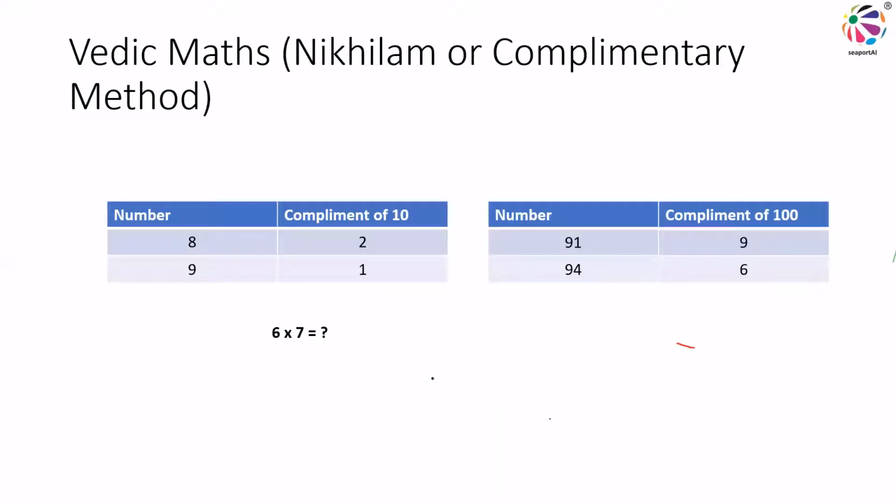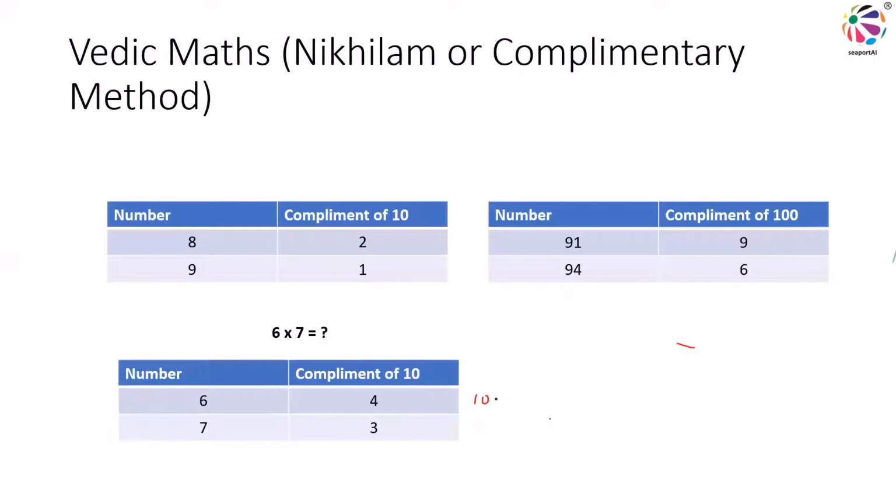Now, we have seen one technique. We will go to technique number 2. 6 into 7 is how much? 42. So first what will I do? I write, this is nothing but 10 minus 4 for 6, and 10 minus 3 for 7. First you find the difference. Then what do you do? 4 and 3 are multiplied.